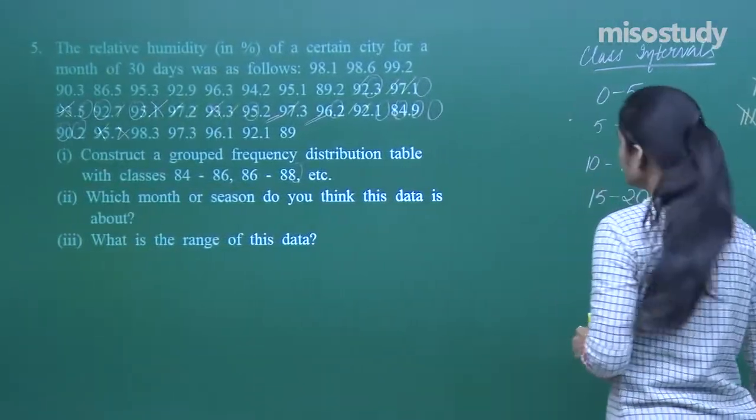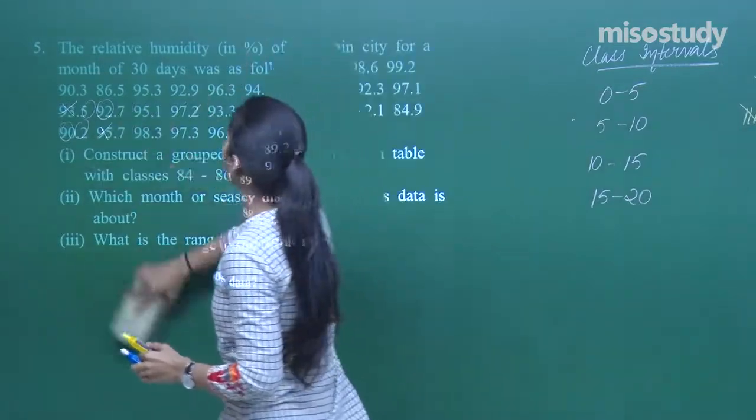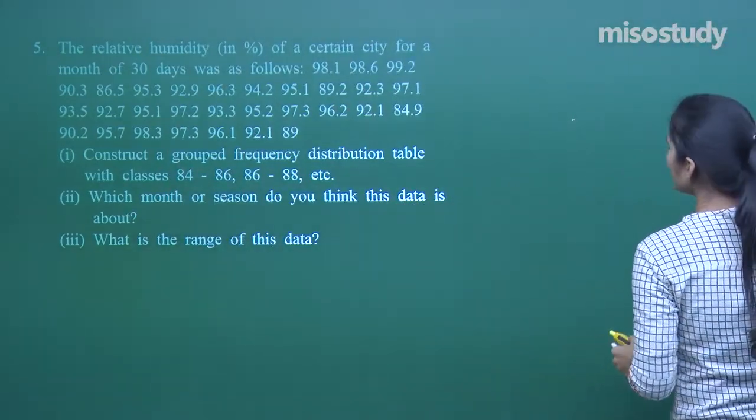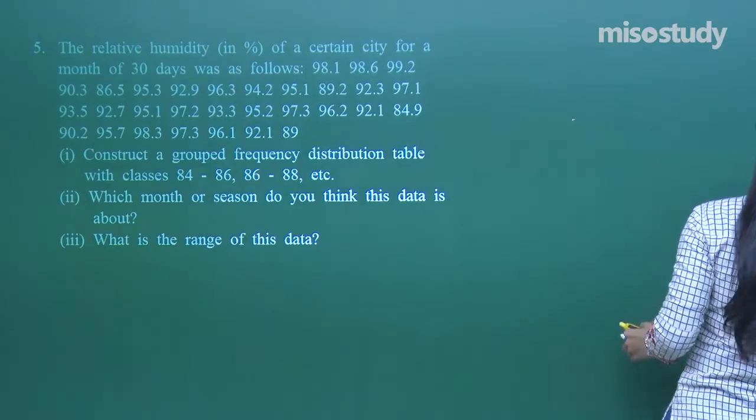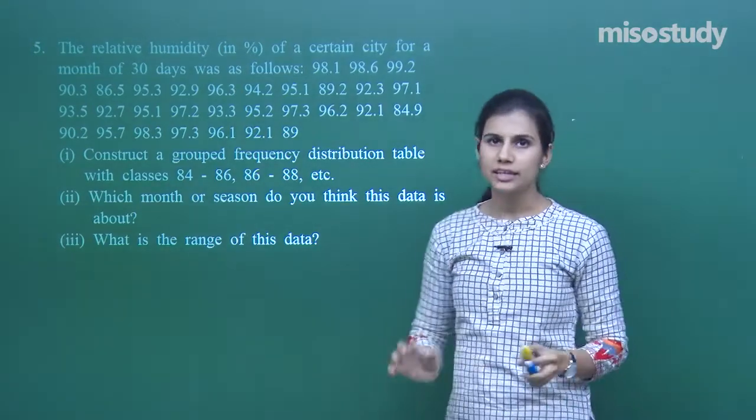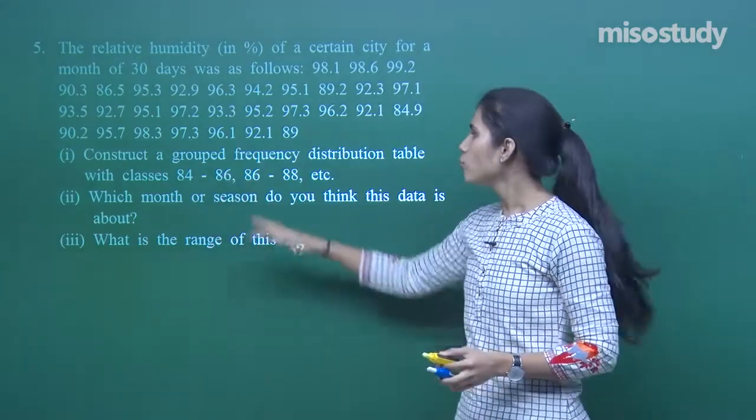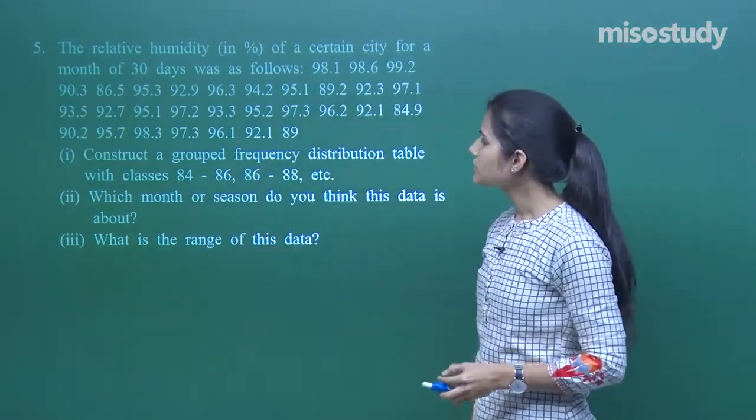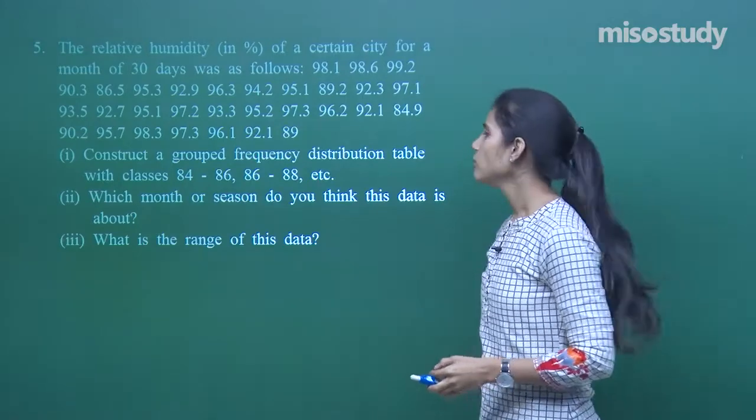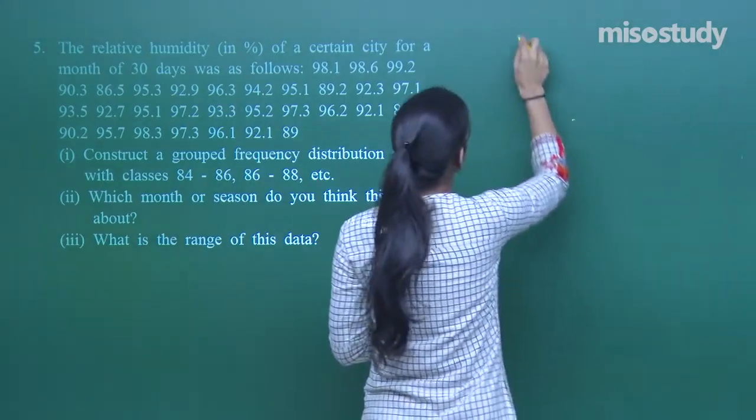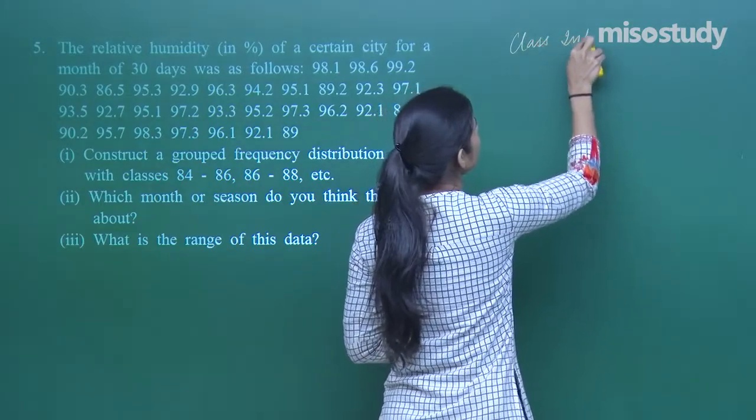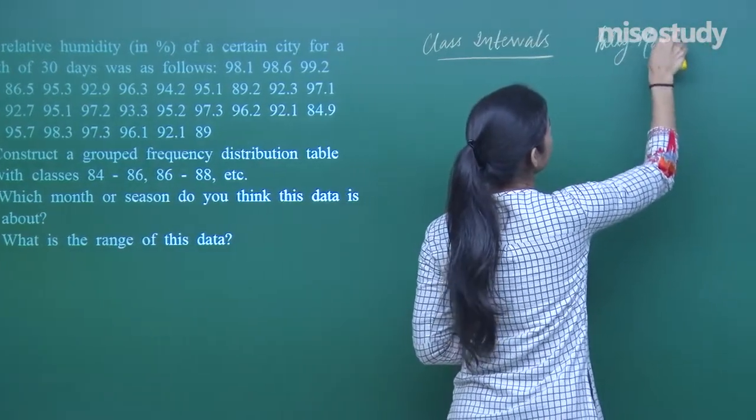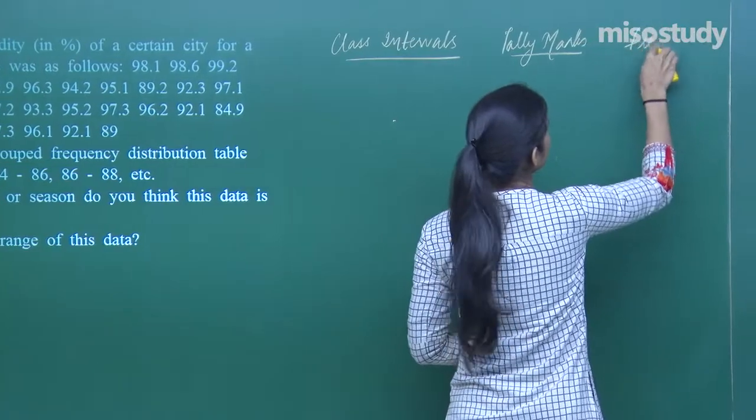It says that the relative humidity of a certain city for a month of 30 days was as follows. Construct again a group frequency distribution table. Now the class size is not mentioned, but the class intervals are given, just 2 are given. So taking the idea of class size from these class intervals, I am going to write all the class intervals. It also asks which month or season you think this data is about and what is the range of this data. Let's first talk about the group frequency distribution. So I'll have class intervals, tally marks and frequency.